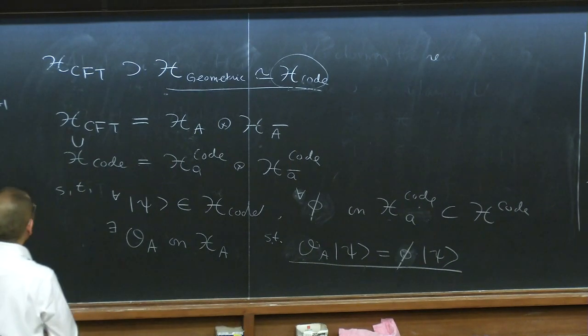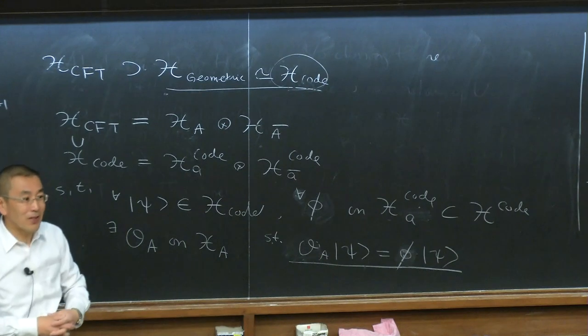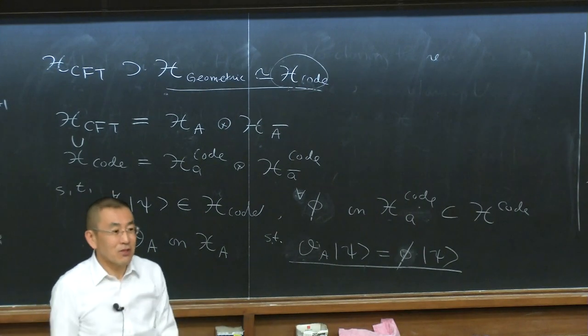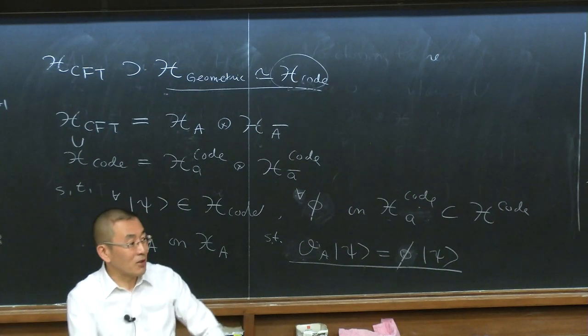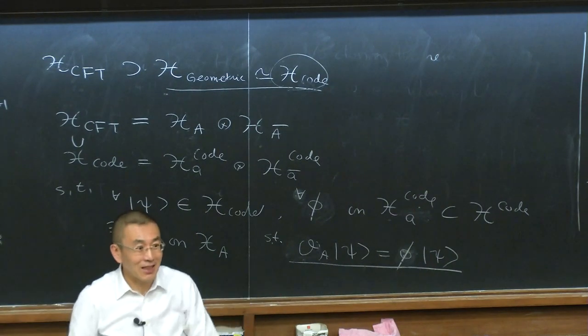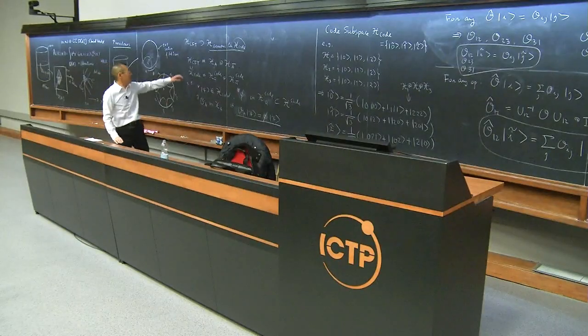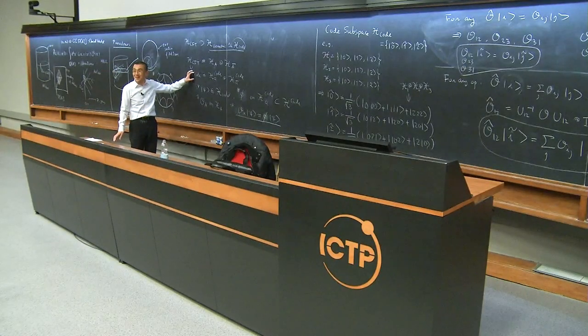So I assume that according to the AdS/CFT correspondence, the bulk geometry in a large N situation can be described as smooth geometry with some small excitation around it. And this is a formalization of that statement.